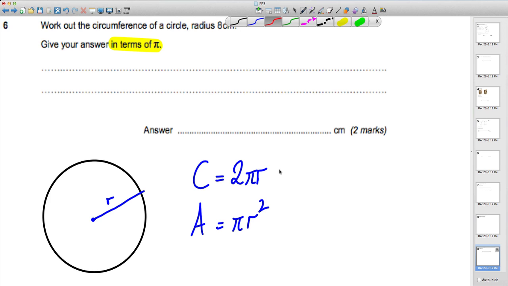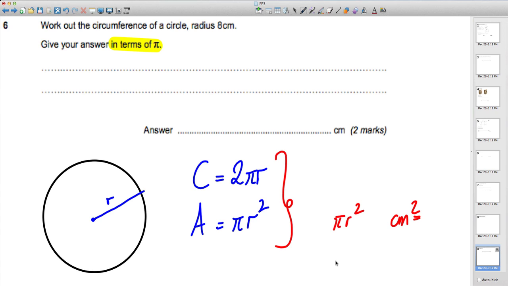Sometimes if you're struggling remembering these, what I tend to remember, area's unit is centimetres squared. Squared there helps me remember pi r squared, and the circumference, I just bring the 2 down in front of it, so I would have 2 pi r. That's how I remember it, a quick easy way.